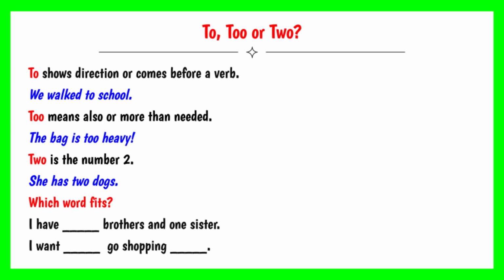To, spelled T-O, can also come before a verb or action word. For example, I want to eat. She likes to read.